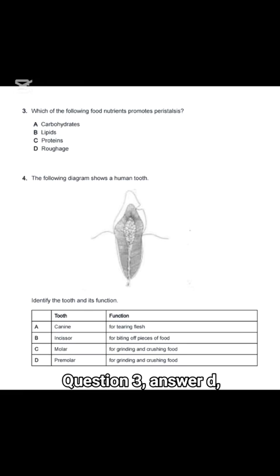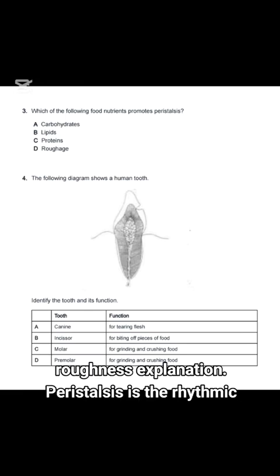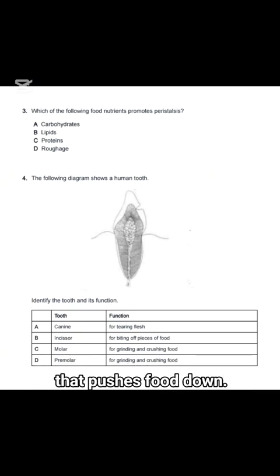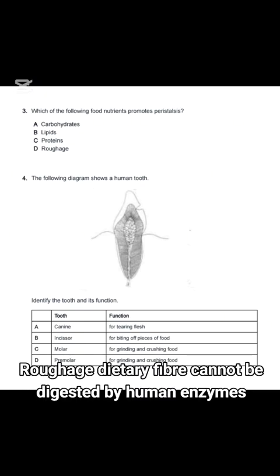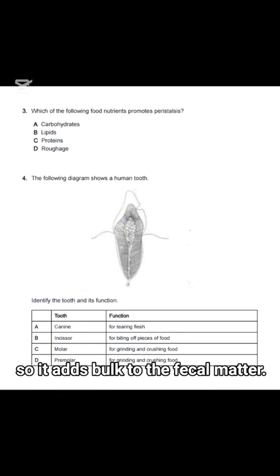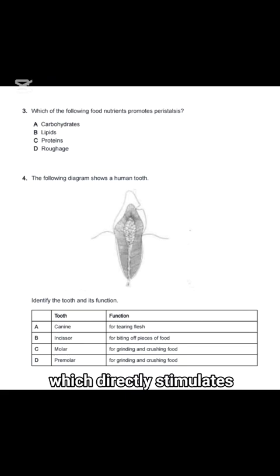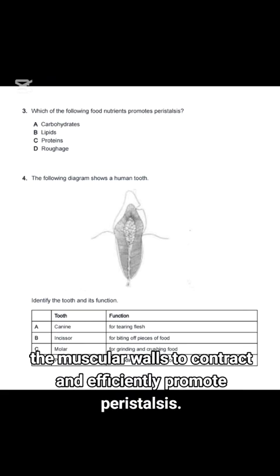Question 3. Answer: D. Roughage. Explanation: peristalsis is the rhythmic, wave-like contraction of smooth muscles along the alimentary canal that pushes food down. Roughage, dietary fiber, cannot be digested by human enzymes, so it adds bulk to the fecal matter. This bulk stretches the walls of the intestines, which directly stimulates the muscular walls to contract and efficiently promote peristalsis.